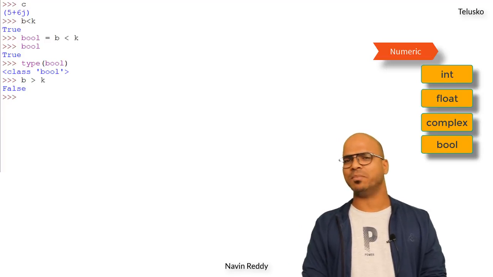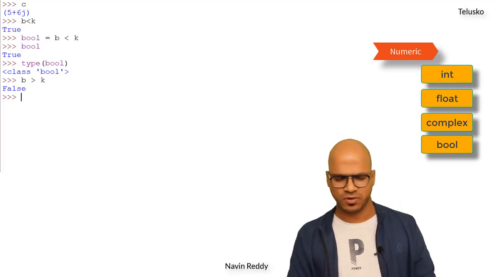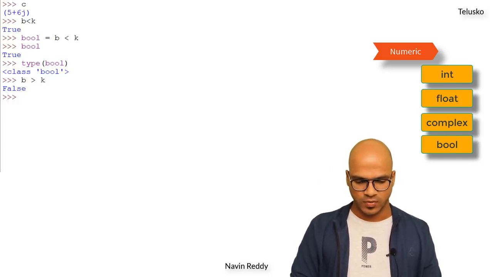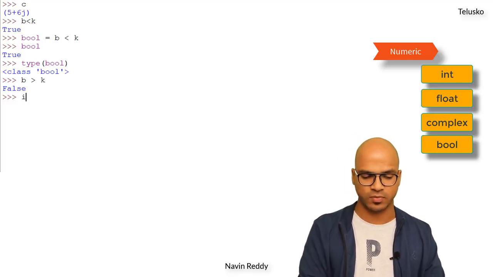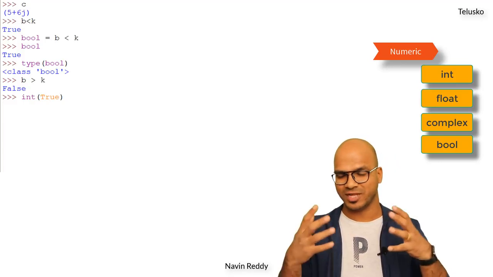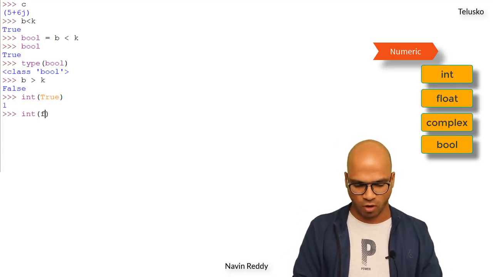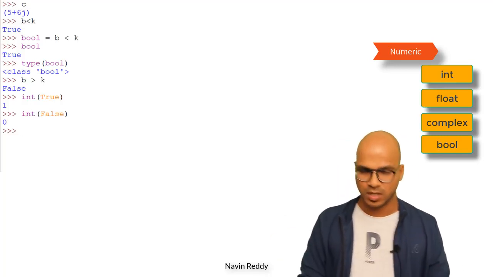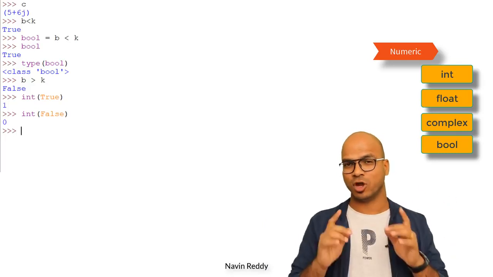But then why am I keeping true and false in numeric? It should be different, right? The thing is, in Python, we use true as 1 and false as 0. For example, if I want to convert true into a number, you can see I'm converting that into int format, and we got 1. The same thing if I do for false, we got 0. So true is 1 and false is 0. So that's your integer format, that's your numeric type. So we have talked about none, we have talked about numeric.